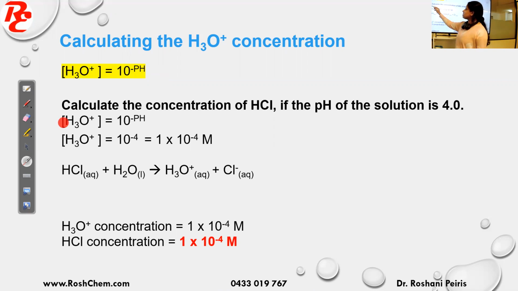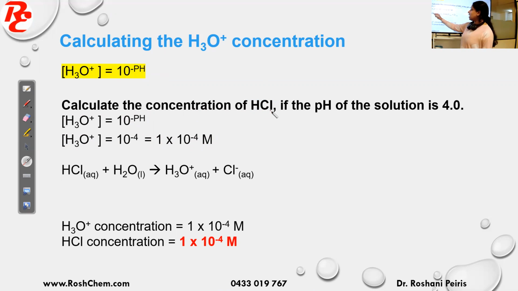H3O+ concentration equals what? 10 to the power negative pH. So negative 4. 10 to the power negative 4 means 1 times 10 to the power negative 4 molar. This is the H3O+ concentration, but it's asking what is the concentration of HCl.